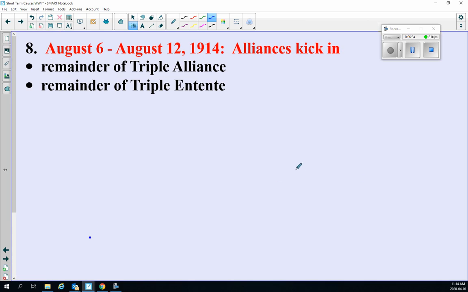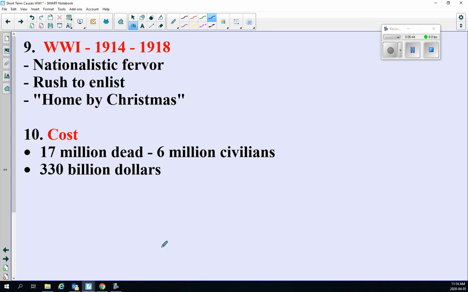Between August 6th and August 12th, the rest of the alliances kick in. The remainder of the Triple Alliance is involved. The remainder of the Triple Entente is involved. And now the war is getting bigger in scope. World War I is the years 1914 through 1918. We'll talk more about this in the next lesson.